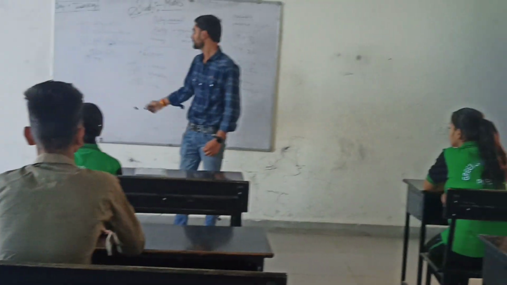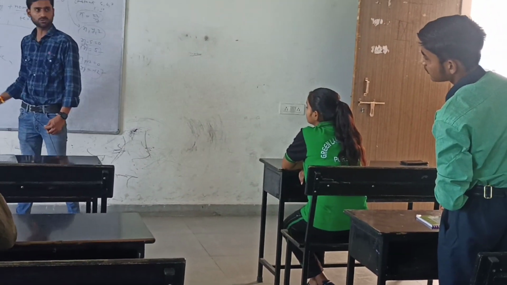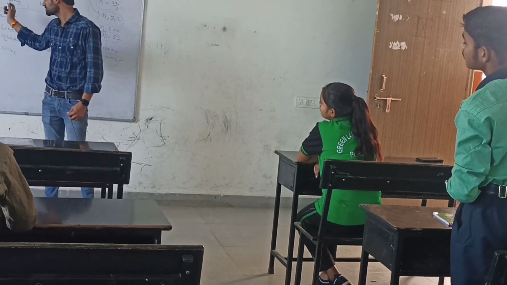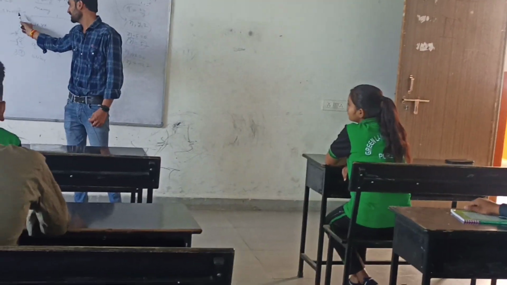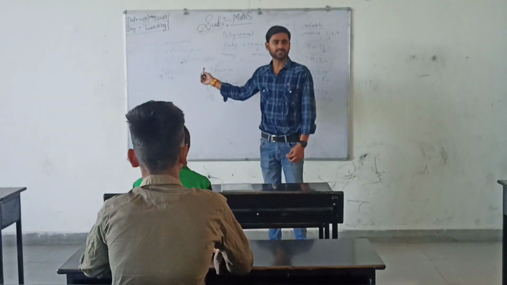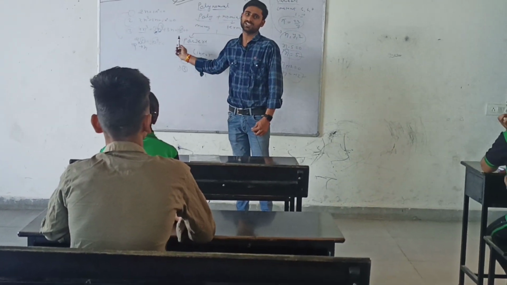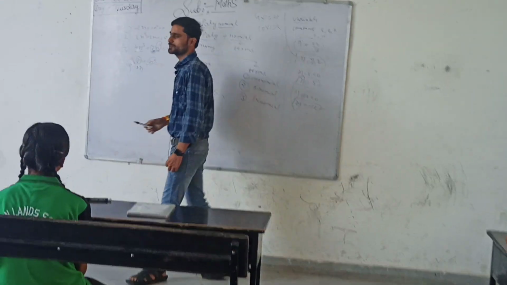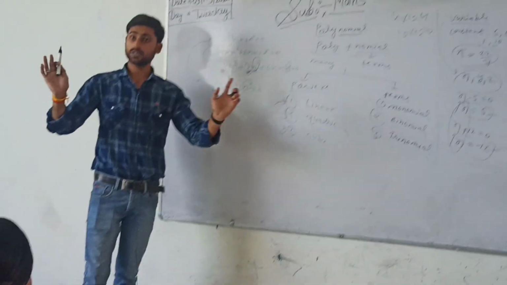Now you stand up. What is the coefficient of x to the power 0 in the cubic equation? 1. Very good. Sit down. Why 1? Because if we multiply any number into x to the power 0, it will always remain the same, beta. And here we multiplied by 1. That's why 1 is the coefficient of x to the power 0. Now clear, beta? Yes, sir. Everyone can find the coefficient of every variable.